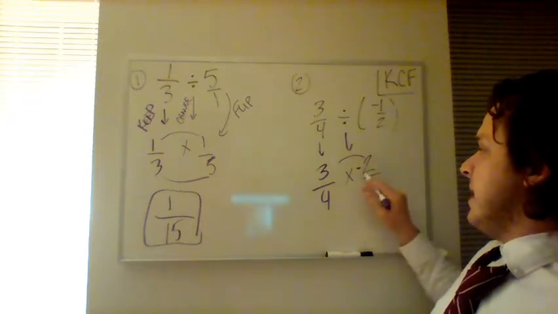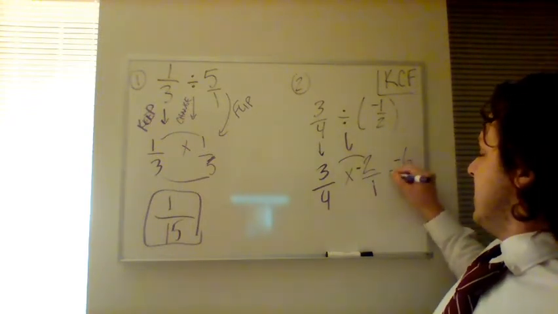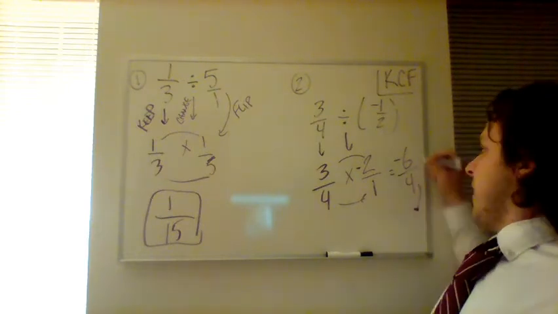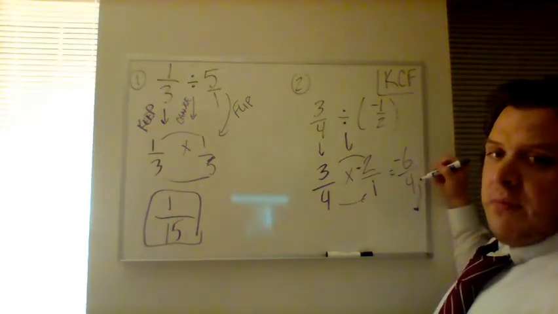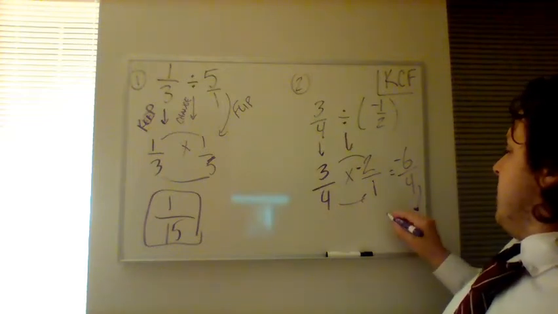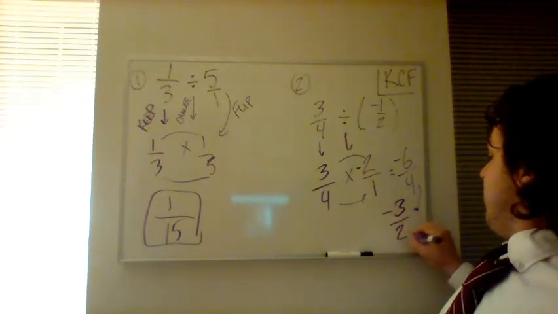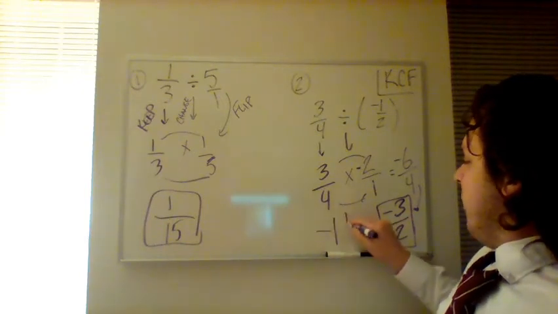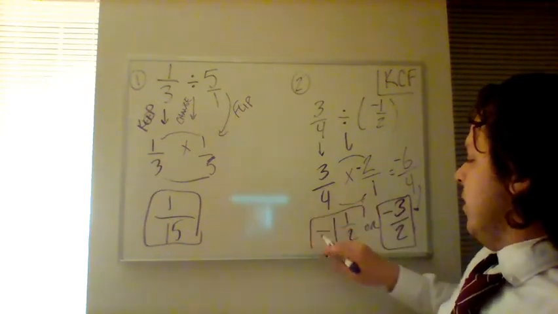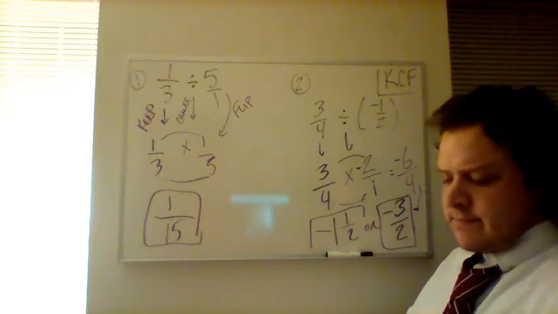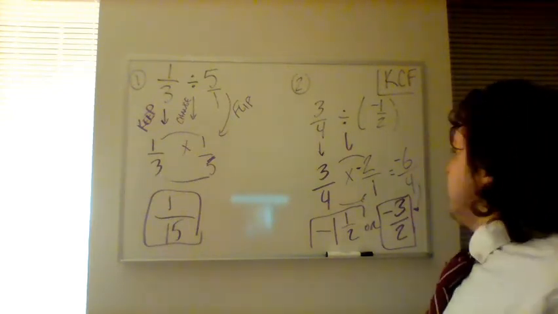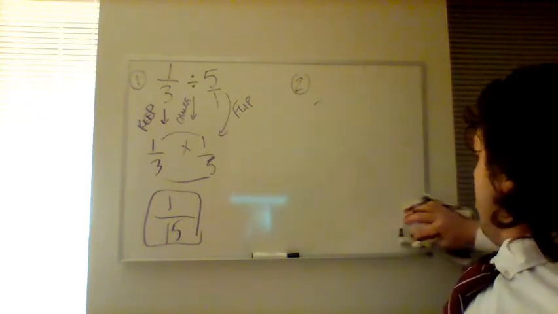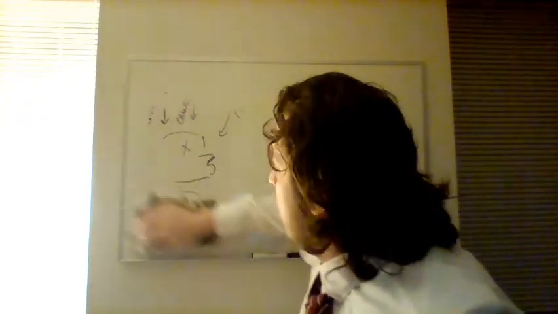So we flipped 1 over 2 to 2 over 1, and now we multiply. 3 times -2 is -6. 4 times 1 is 4. I think we can reduce this fraction. 6 and 4 are divisible by 2. So -6 divided by 2 is -3, and 4 divided by 2 is 2. Our answer is -3/2, or -1.5 if you wanted to do a mixed number. All right, let's try one more division problem, and then I'm going to have you try a couple for your work here.